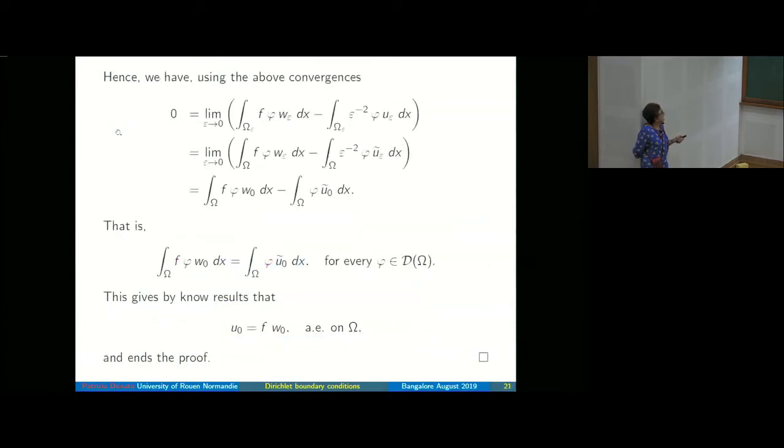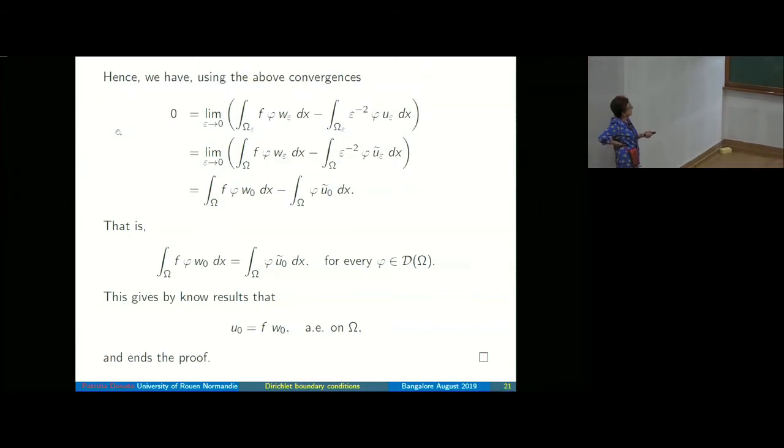Then we have 0 equal the limit of the right-hand side, and now here we can extend by 0. W epsilon is defined in omega, and here we extend U epsilon by 0. We have the right coefficient, epsilon minus 2, because epsilon minus 2 U tilde epsilon is weakly converging to something which is not a priori 0. So this one converges to phi u tilde 0, this one to f phi w0. That means that we have this equality for every phi in D of omega.